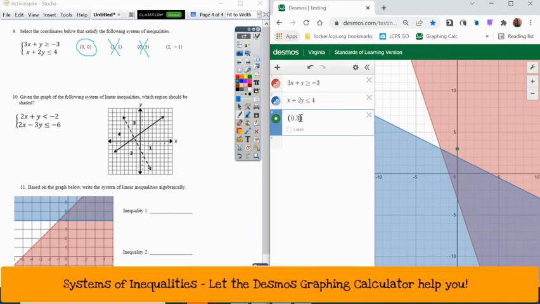My last ordered pair is at 2, -1. Look at that point. We can see this within the overlapped area. So yes, this is also a solution to the system.